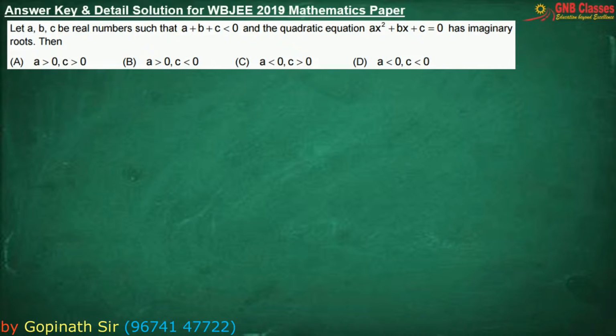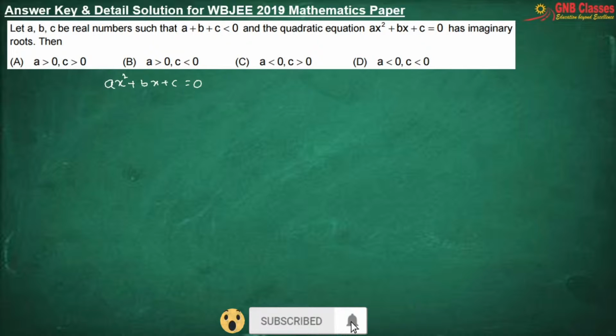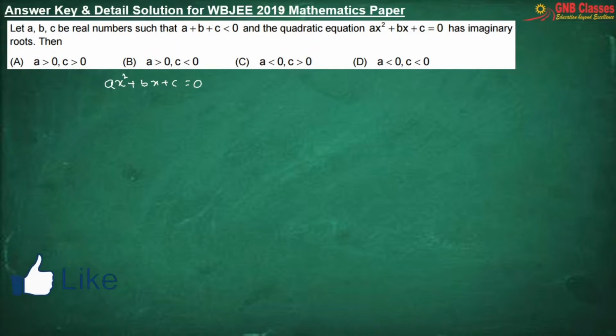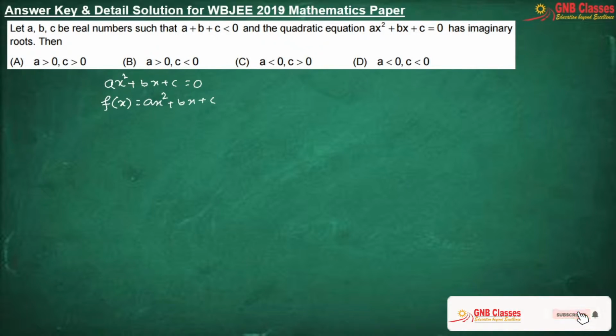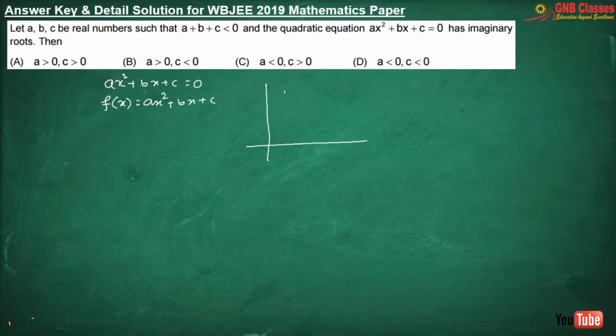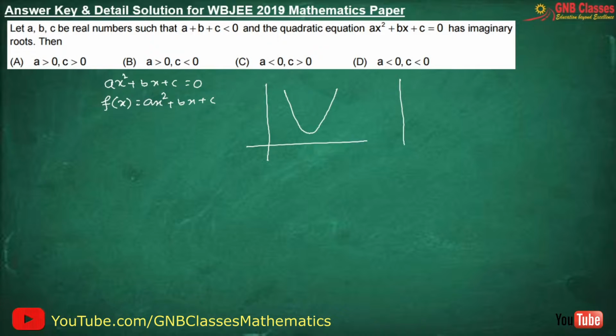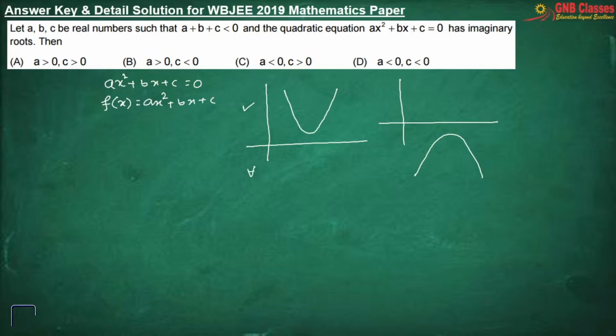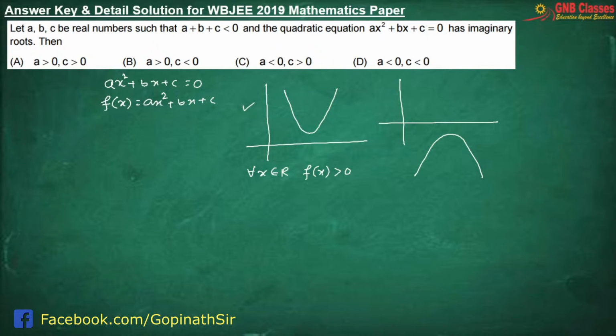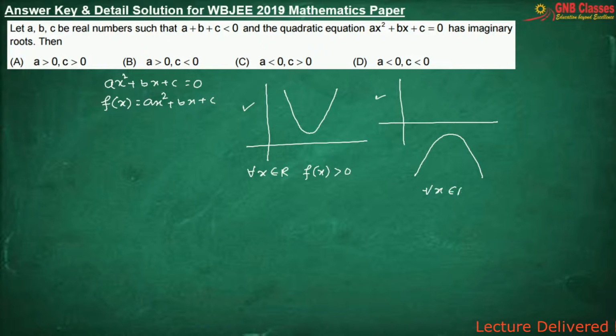In this question they have given that the quadratic equation ax square plus bx plus c equals 0 does not have any real roots. It means if I draw the graph of the function ax square plus bx plus c, it will not intersect the x-axis. So it can be either like this or like this. Now for the first case, for all x belonging to real values, your f(x) should be greater than 0. And for the second case, for all x belonging to real values, your f(x) is less than 0.